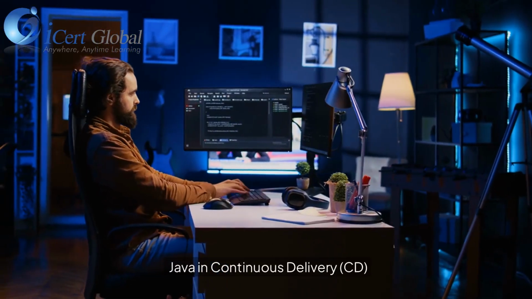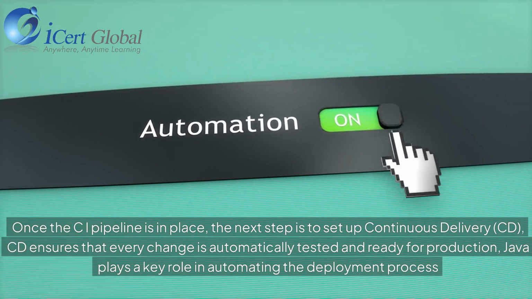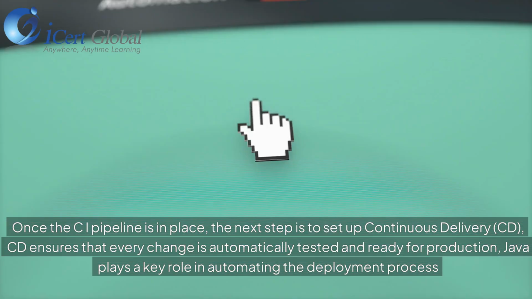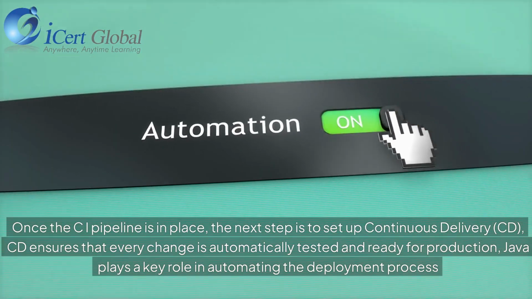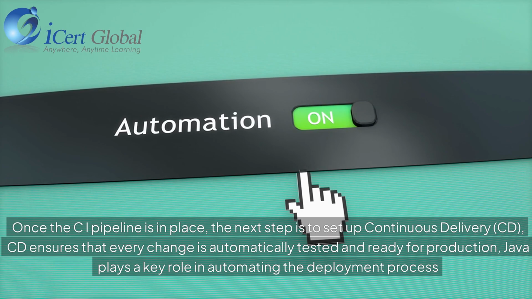Java in continuous delivery, CD. Once the CI pipeline is in place, the next step is to set up continuous delivery. CD ensures that every change is automatically tested and ready for production. Java plays a key role in automating the deployment process.